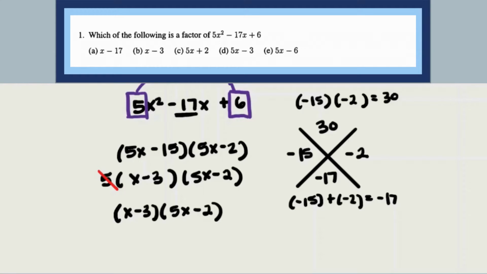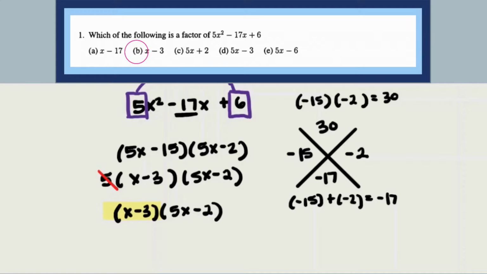However, they gave us one of the factorizations, so based on their answer choices, the one that matches up with what we have is b, which is x minus 3, and as you see when we factor that, we have x minus 3 as well. So basically, this x minus 3 will be our answer.